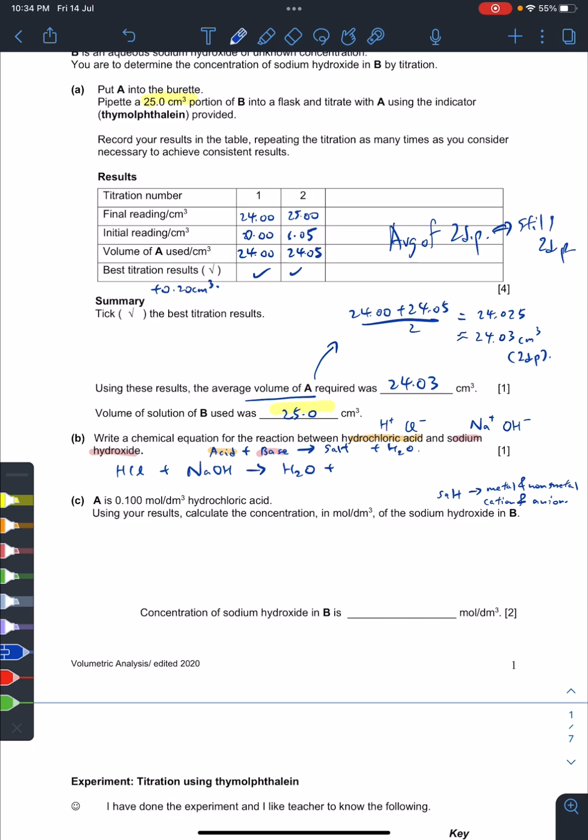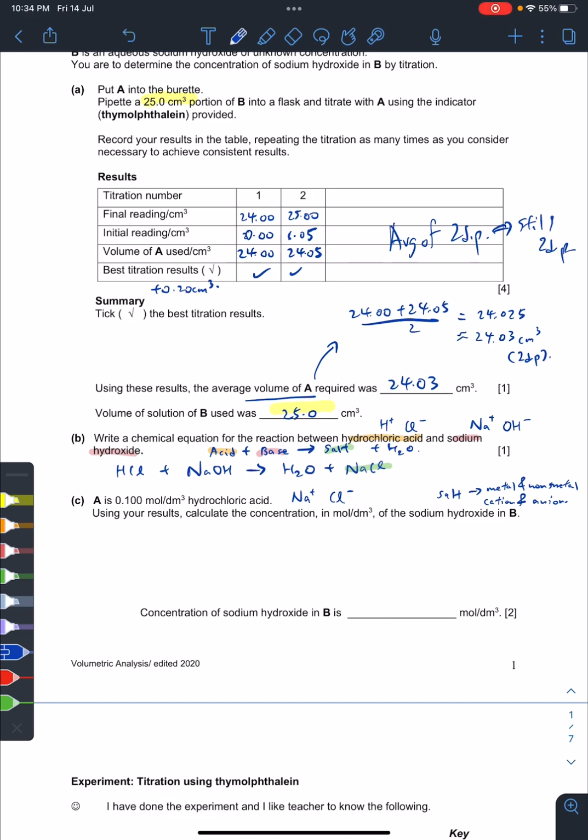You tell me. On the left hand side, what has not appeared yet? It's missing. Surely you can see, right? You realize that my Na plus is missing. Hey, my Cl minus is missing. Isn't that my metal and non-metal? Isn't that my cation and anion? Yes. So you do your cross method and you realize that it's just NaCl.